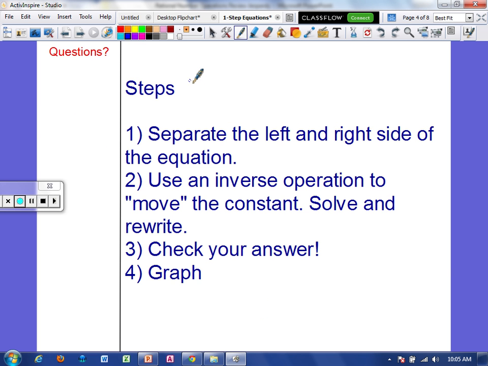Alright, so let's talk about our steps. The first thing we want to do is separate the left and right side of the equation, and you'll see what I mean by that in a moment. Then we're going to use an inverse operation to quote-unquote move the constant. Then we're going to solve and rewrite. We're going to check our answer, and we're going to graph. So let me show you what I mean with all these steps in some examples.